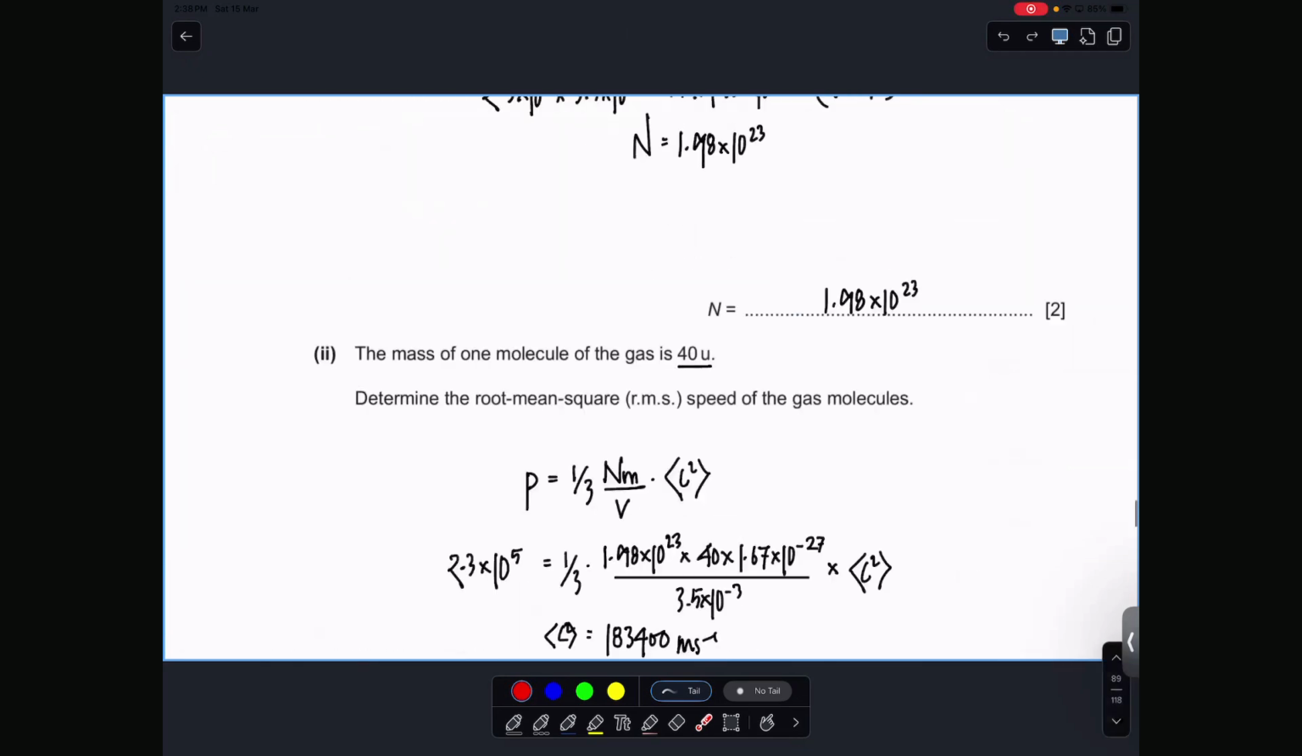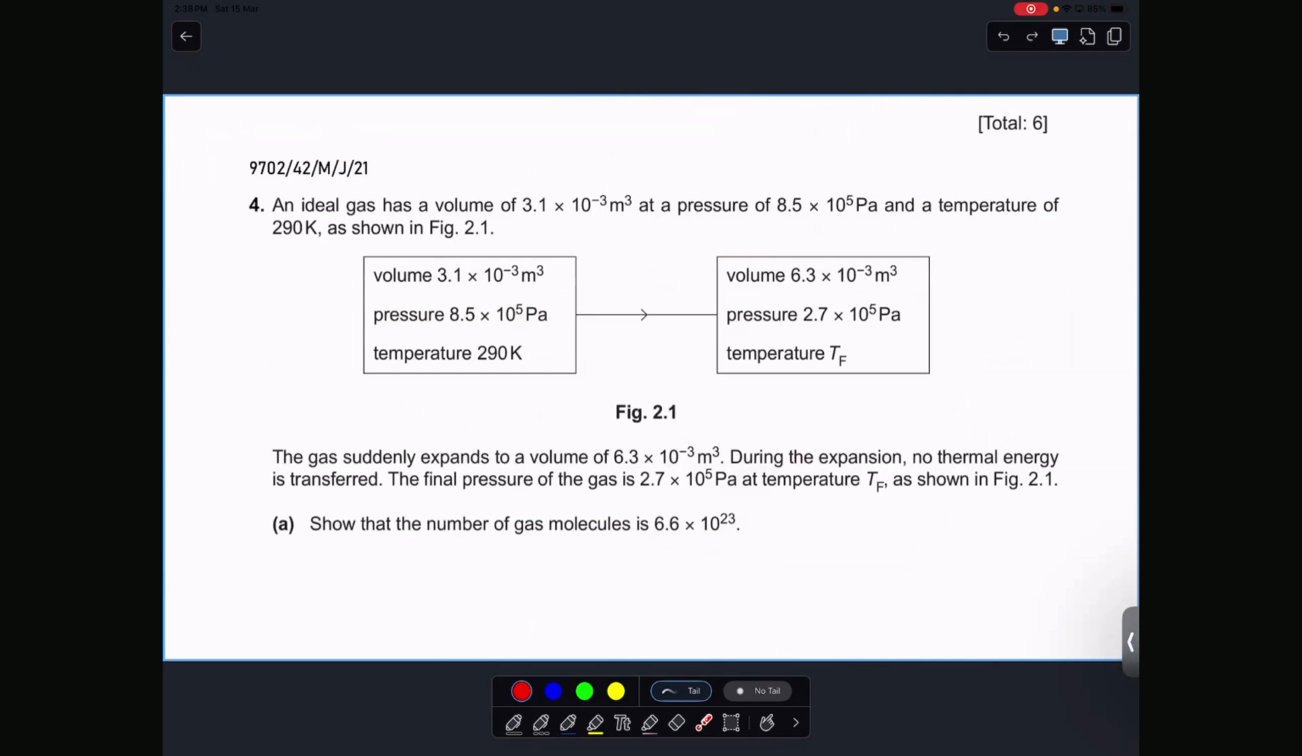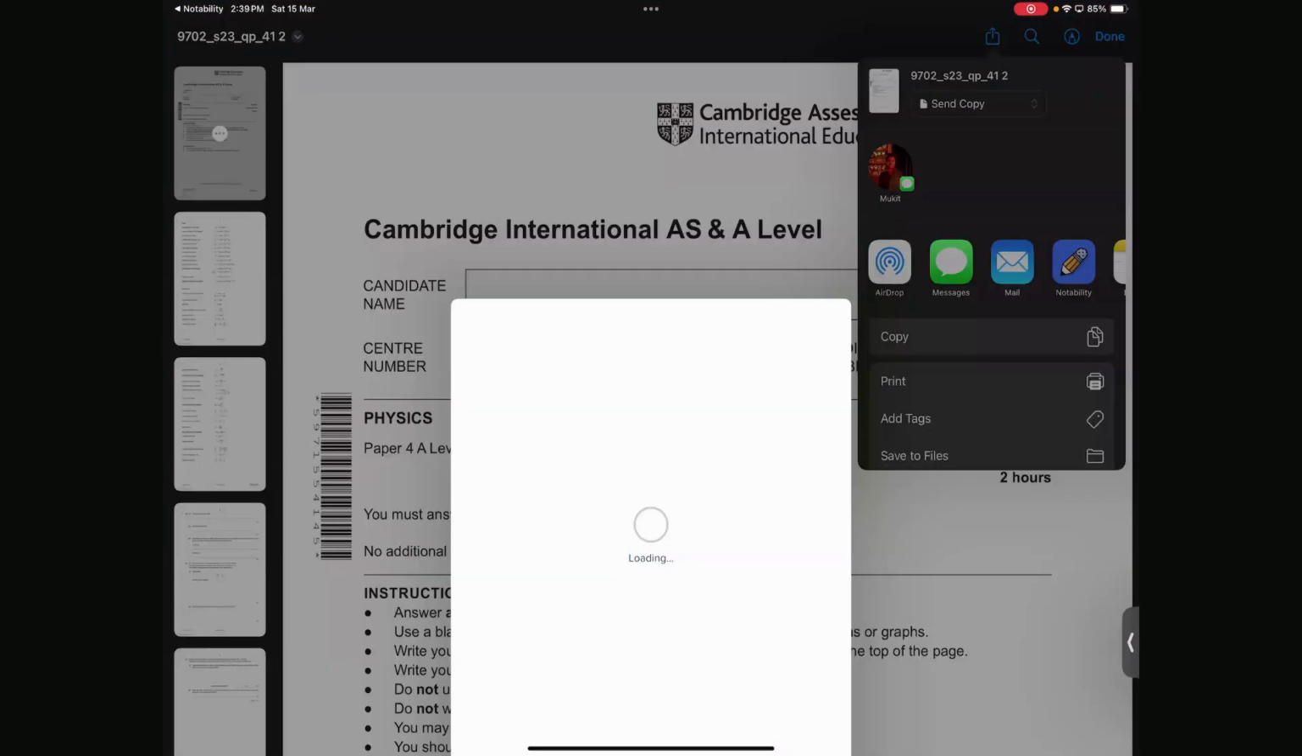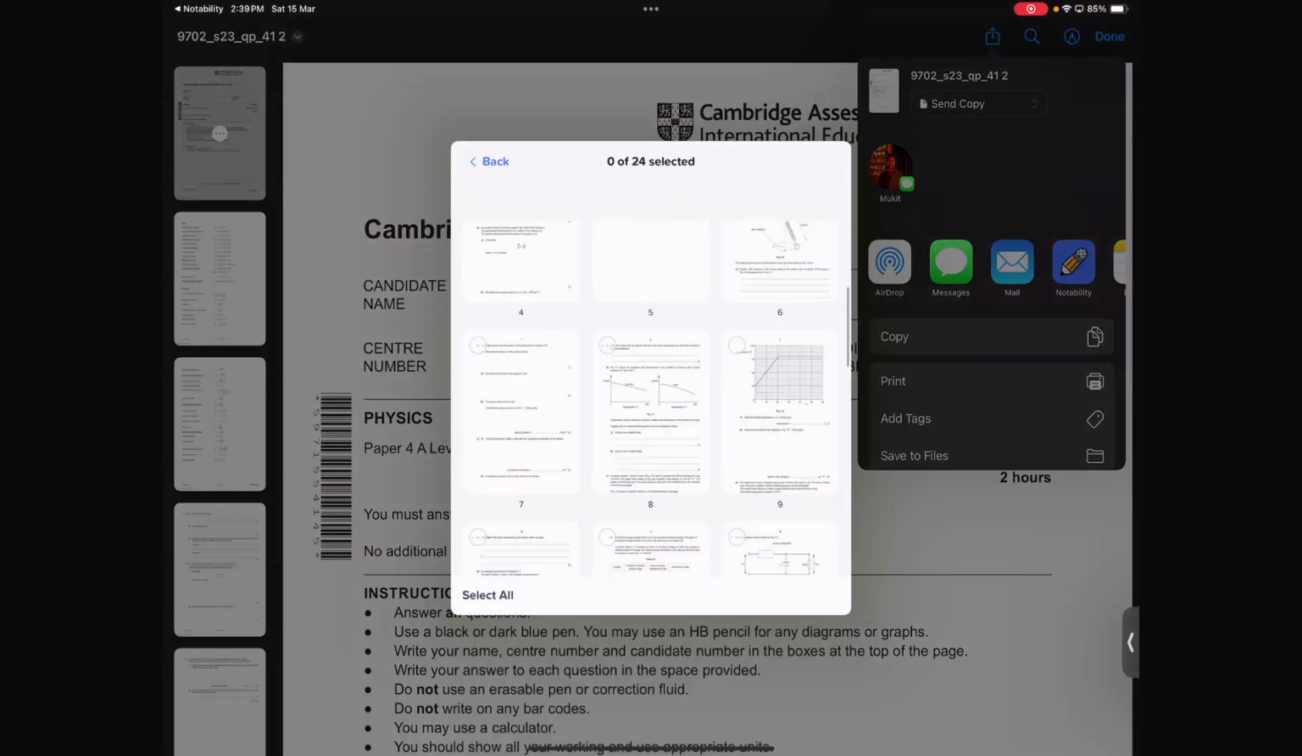May June 41 এই বইতে আছে. Summer 23, 4-2. Question number 4, just 4, right.